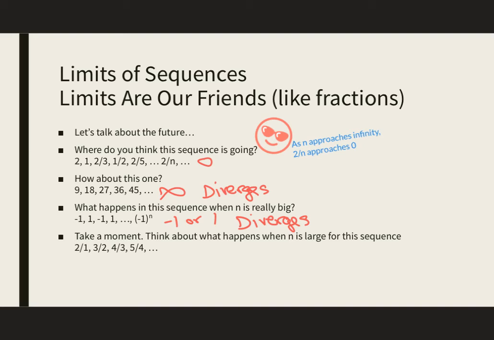Okay, how about this last one? What happens when n is large for this sequence? Really, this connects to the first example that we did earlier. 2 over 1, 3 over 2, 4 over 3, 5 over 4. If you think about a really large number, we have 1,000,001 divided by 1,000,000, or 5 billion divided by 4,999,999,999. The larger the numbers get, the less it really matters that they're 1 unit apart. So this approaches 1.